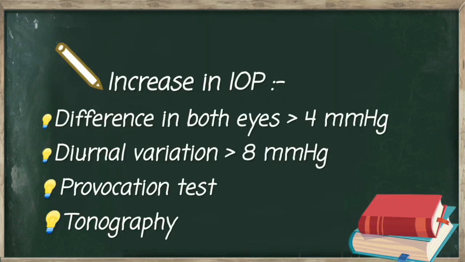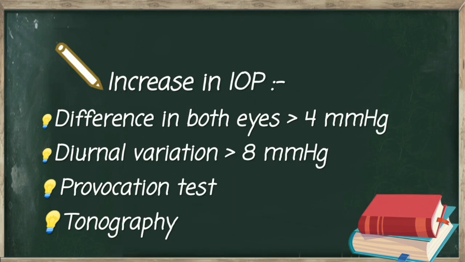The increase in intraocular pressure in open-angle glaucoma is not as high as in closed-angle glaucoma, because in closed-angle glaucoma the condition occurs suddenly in an acute pattern, but here it occurs more slowly and progressively. There are some clues that increase our suspicion of glaucoma. The first is a difference between both eyes of more than 4 mmHg. Also, the diurnal variation of intraocular pressure between evening and morning is more than 8 mmHg.